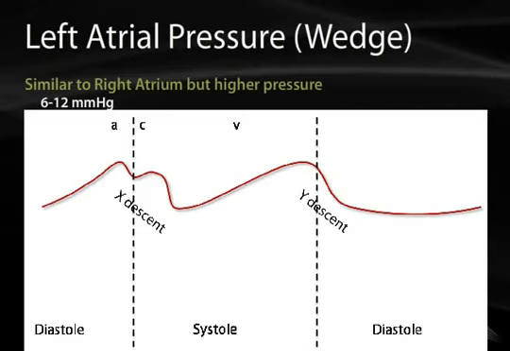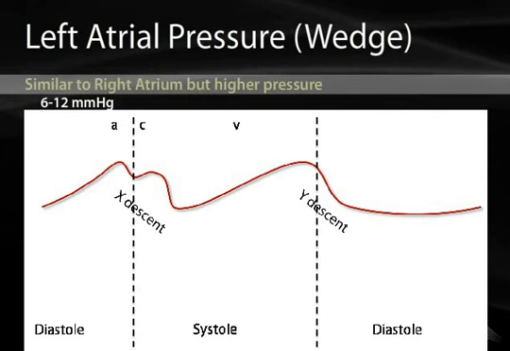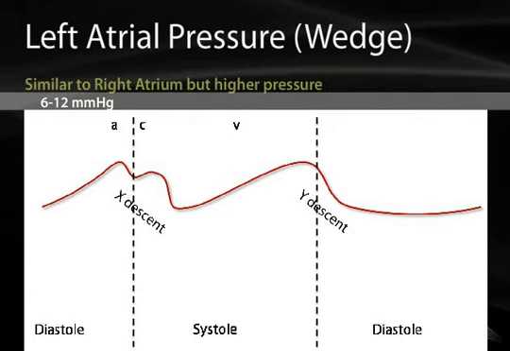Here you see a left atrial pressure tracing. This tracing is almost exactly identical to right atrial pressure tracings, but the pressure is higher. Usually, a left atrial pressure is between 6 to 12 millimeters of mercury. You can see the A wave, the V wave, as well as the X descent, Y descent, and the C wave.